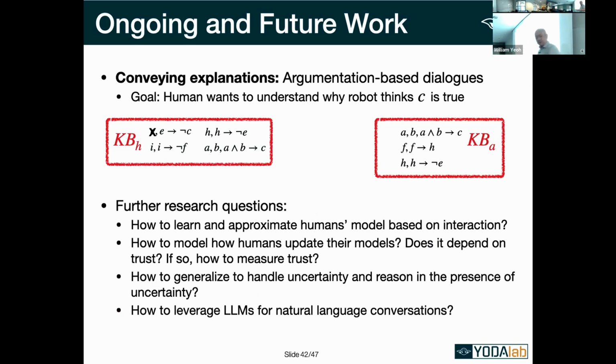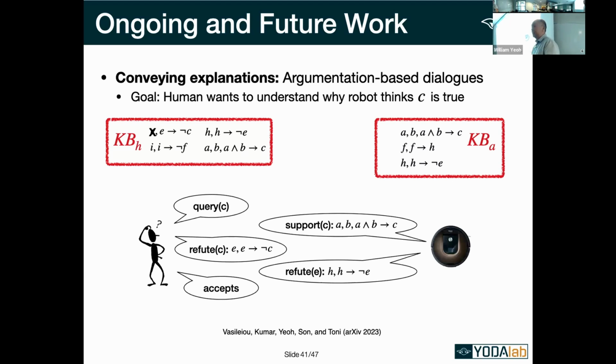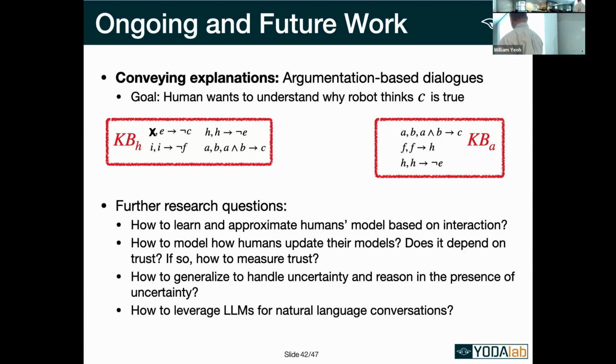And I guess further research questions along these lines would be, all right, how do we learn and approximate the human's mental model? Since we're not using the mental model of the human in these explanations, if we could estimate that, that would be better, right? And this is also assuming that we know how humans would update information that it receives. At least in a setting where the human is trying to understand why the robot thinks C is true, it makes sense that the human is taking the robot's word for it. It trusts the robot completely because it's trying to understand the robot.